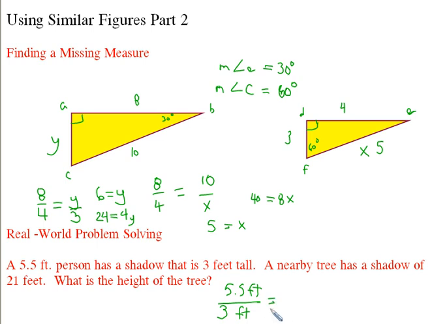And so since the sun's far away, this should be set up the same sort of way, like a big triangle here. And the nearby tree's shadow is 21 feet. So how tall is the tree? And then I have the value of x up here. So I just do cross multiplication again. 21 times 5.5. That's going to give me, let's see here, 5 times 1 is 5. 5 times 2 is 10.